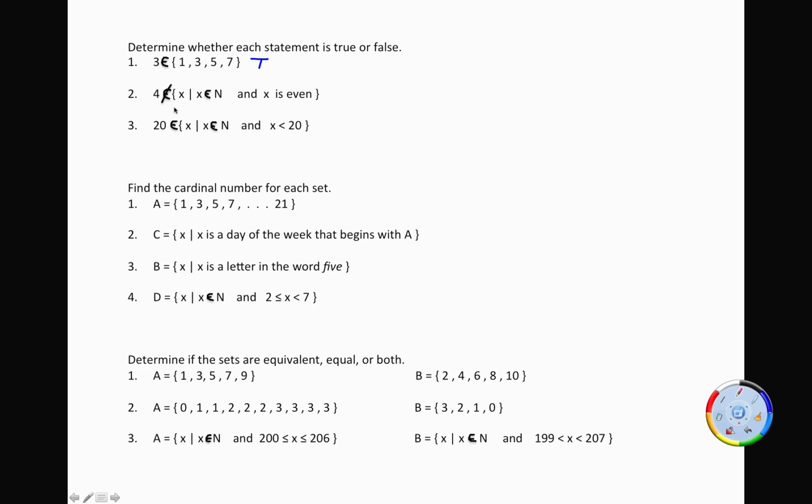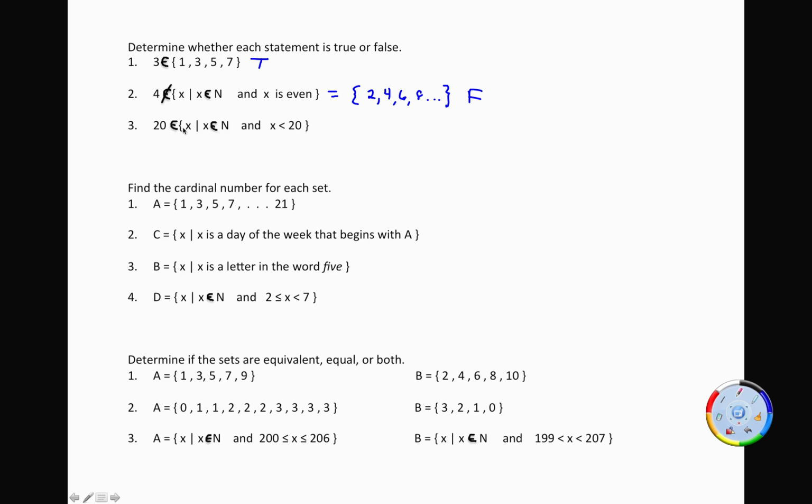4 is not an element of the set of all x such that x is an element of the natural numbers and x is even. Well, it might be convenient to turn that into my roster method. So if it's an element of the natural numbers and they're even, since the natural numbers start with 1, this is 2, 4, 6, 8, dot, dot, dot. There's another way I can write that set. And here it's very easy to see that 4 is indeed an element of this set. So that's false to say that it is not an element.